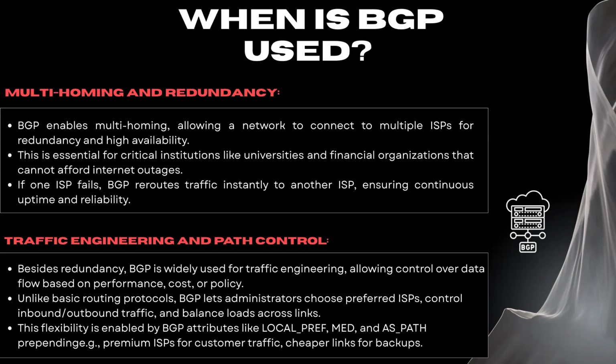This is essential and crucial to institutions like universities, like us, UPM for example, and finance organizations that cannot afford internet outage. If one of the ISPs fails, BGP will reroute the traffic instantly to another ISP, ensuring continuous uptime. It makes sure there is no lagging, so continuous uptime and reliability.